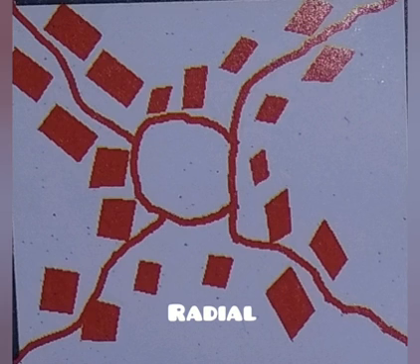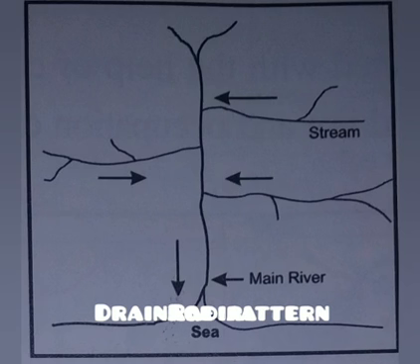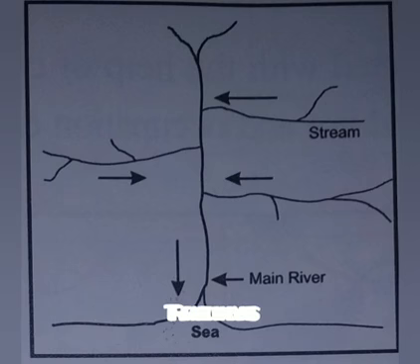Now it is about the drainage pattern. A drainage system refers to the origin and development of streams through time, while drainage pattern means the spatial arrangement and form of streams. First one is trellis. What is trellis? In this pattern, the tributaries can be seen meeting the main stream at a right angle. This is known as a trellis pattern.